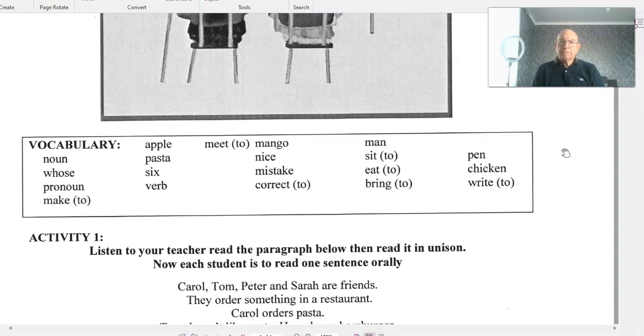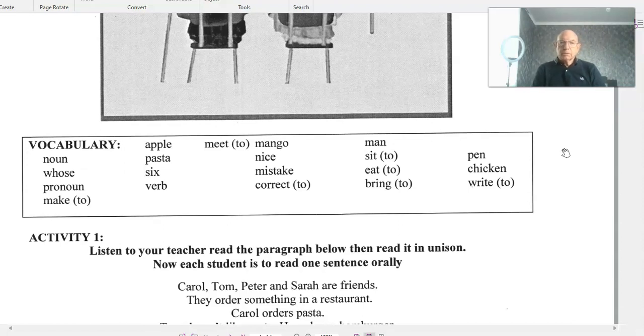So an adjective describes a noun. You could say very tasty pasta. Tasty would be your adjective for pasta. To sit, again, a verb. All these words that have a to in parentheses after them are verbs. So, to sit.